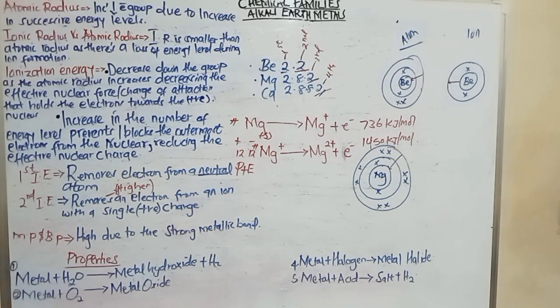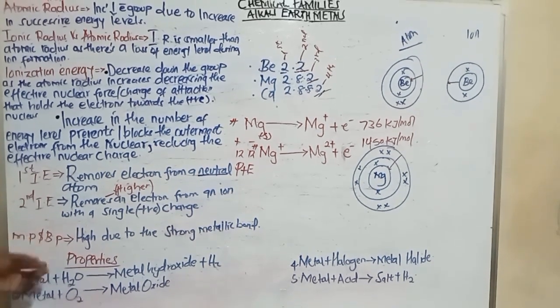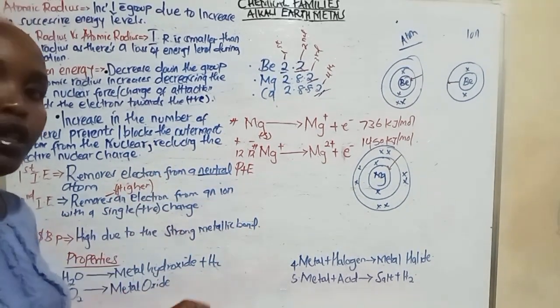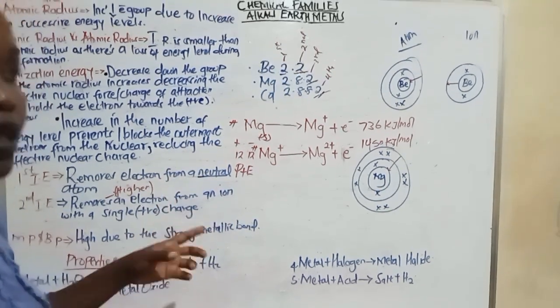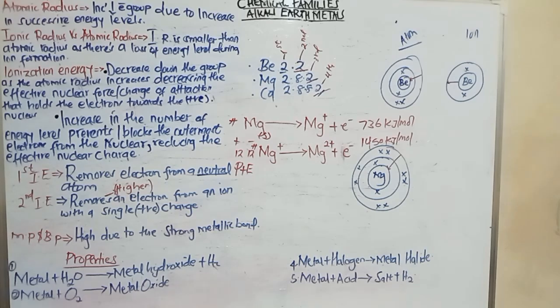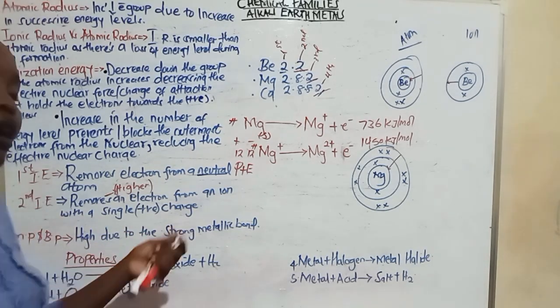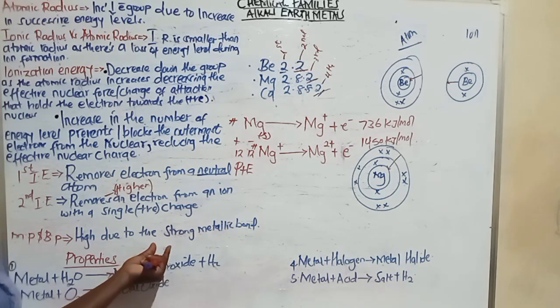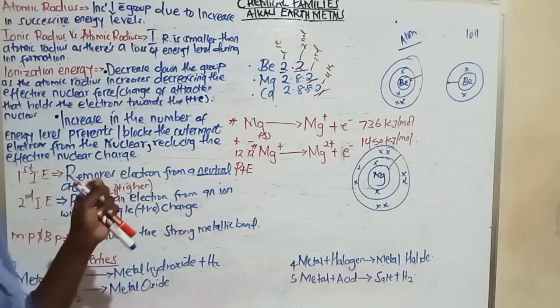Another thing that we should mention is the melting and boiling point. Remember, these are metals, so metals have a metallic bond among them. The metallic bond is a very strong bond that requires a lot of heat energy for these compounds to break. Thus the high melting and boiling point.